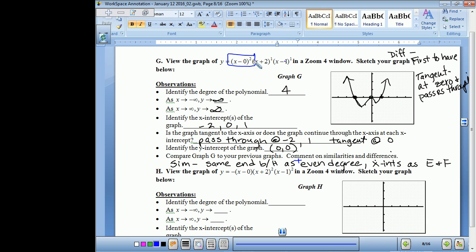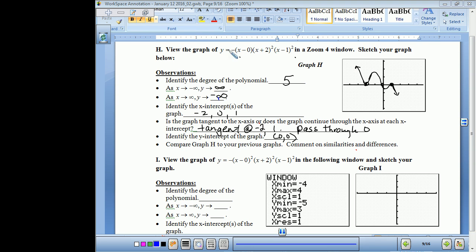So, when we're looking at root behavior, we're looking at the power that each factor is raised to. Even bounces, meaning it's tangent. Odd passes through. If it's just to the first, there's no inflection. If it's a higher odd power, there's an inflection where it passes through. Any questions? All right. Do you see how the things we were supposed to gather from this would have helped us graph all of our graphs? Okay.